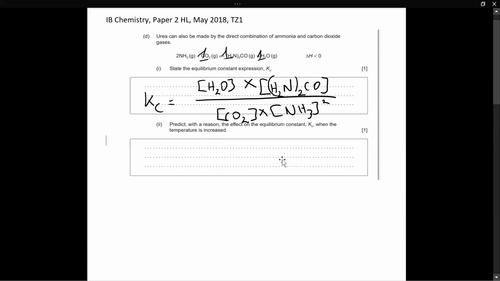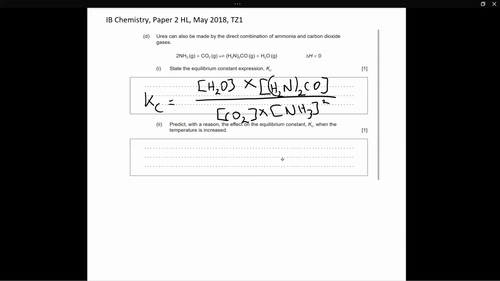Now, predict with a reason the effect on the equilibrium constant Kc when the temperature is increased. If you think this question is a bit tricky, it is actually not. Even when I look at this, I get a bit hesitant. But remember, it's only for 1 mark, which tells you it's actually quite simple. I'm going to show you how to predict something like this, and also what the reasoning behind it is.